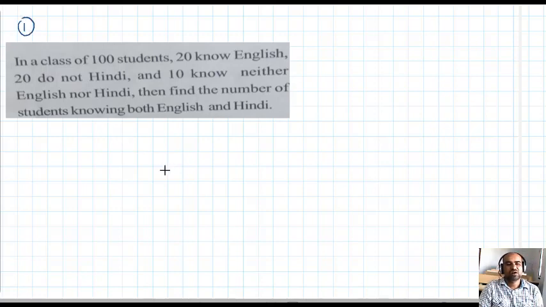In a class of 100 students, 20 know English, 20 do not know Hindi, and 10 know neither English nor Hindi. Then find the number of students knowing both English and Hindi. So here two categories are there, so there are two overlapping sets. First of all, I will draw the Venn diagram for that.